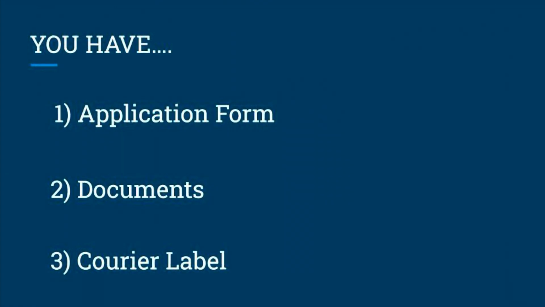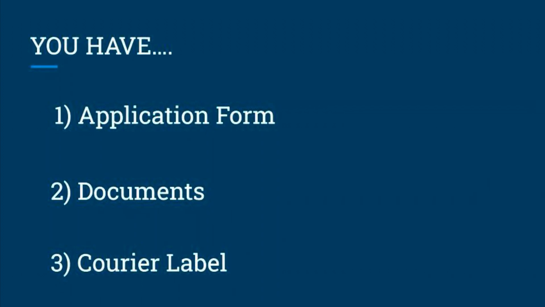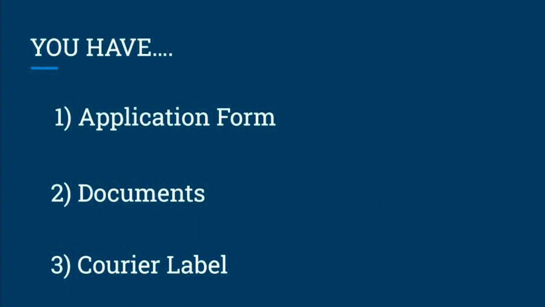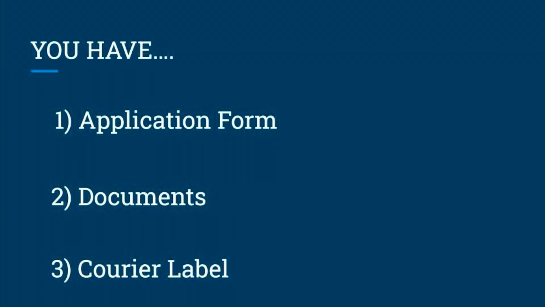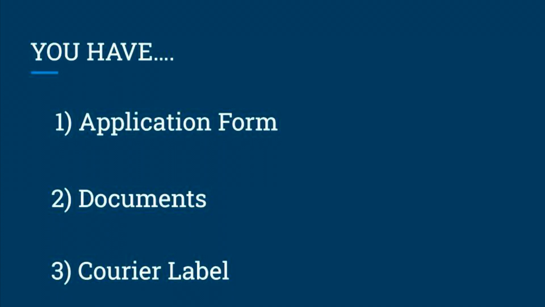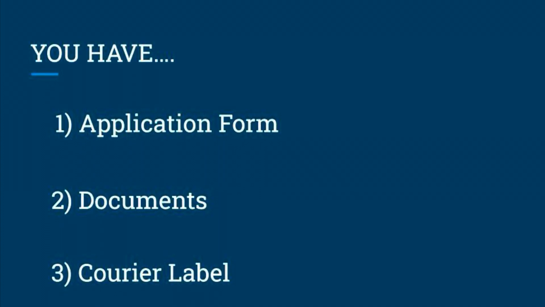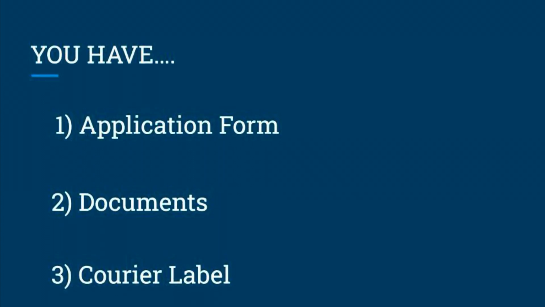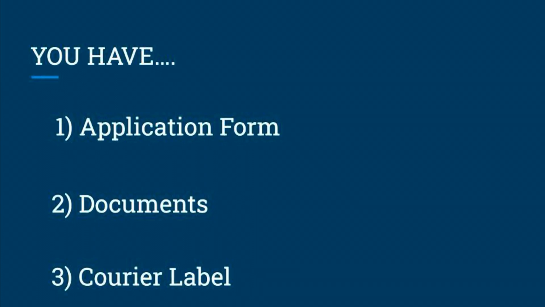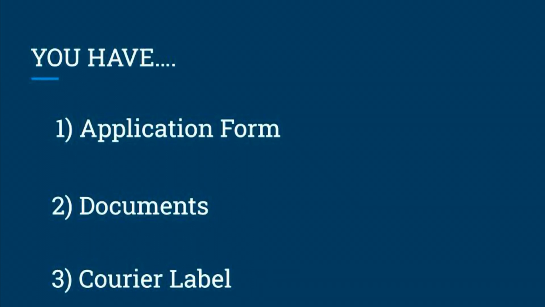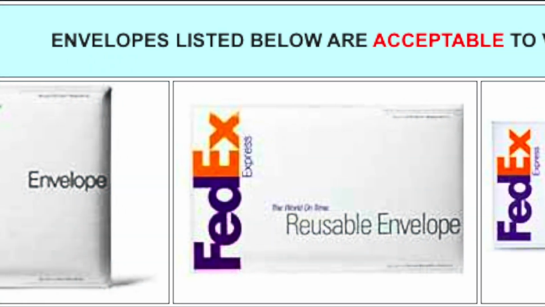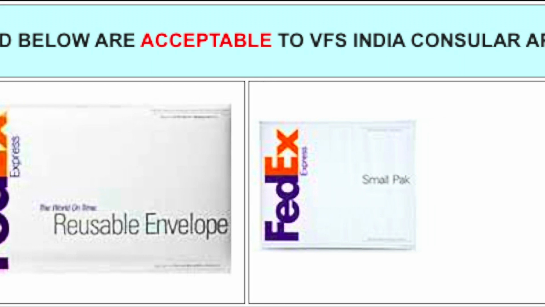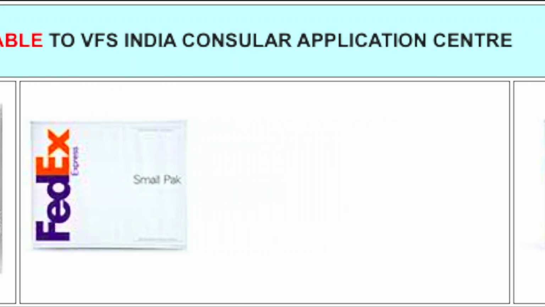So at the end of the process, you have your application form from your step 1 and all the supporting documents that you collected, including your annexes and affidavits from step 2 and your courier label from step 3. And you would send those documents and the application form to the right embassy using the courier label that you generated. So VFS only accepts FedEx, and it has to be one of these 4 package types: envelope, reusable envelope, small pack, or large pack. So yeah, there you go.